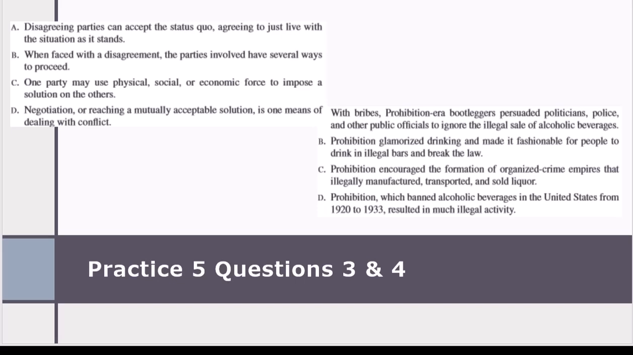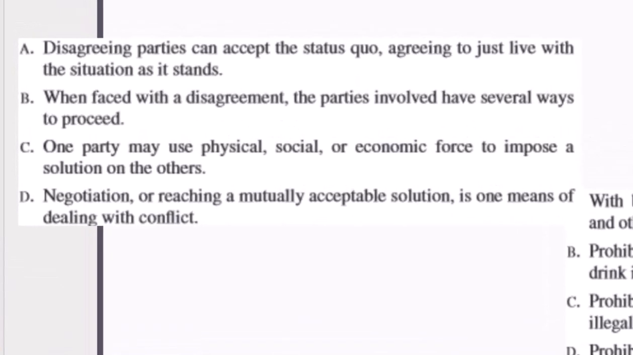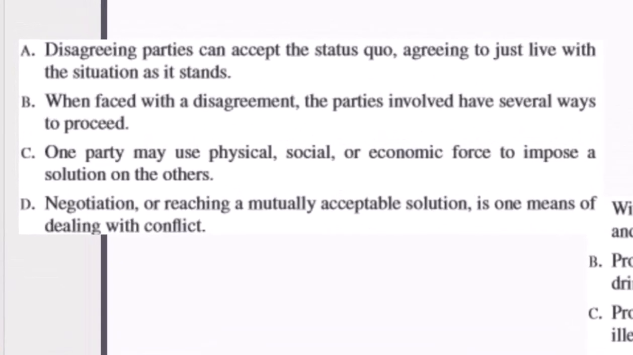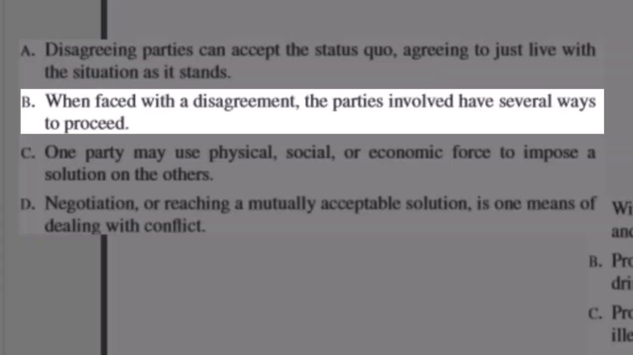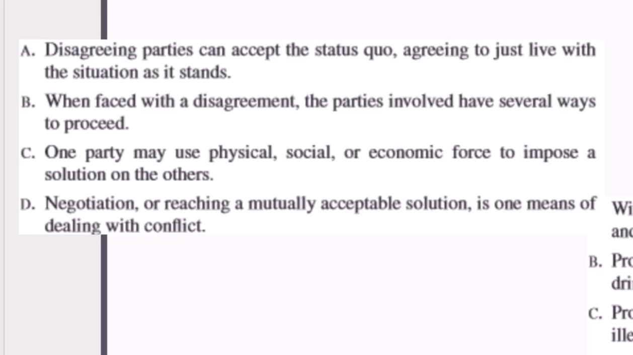First up here, it looks like number 3. Now, in number 3, the main point is letter B. When faced with a disagreement, parties involved have several ways to proceed. The topic here is facing a disagreement, and then the controlling idea is several ways. This is a division style controlling idea. And then the details are going to describe way 1, way 2, way 3, and that's what letters A, C, and D do. They describe different ways to proceed when there is a disagreement.